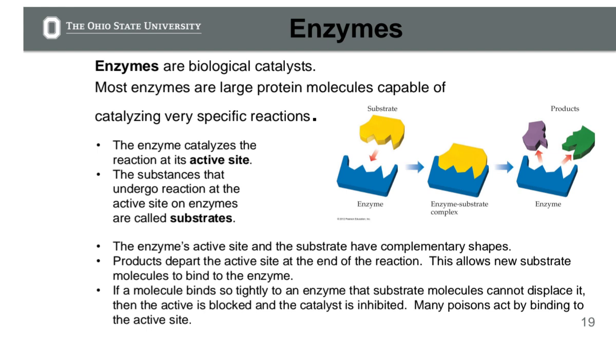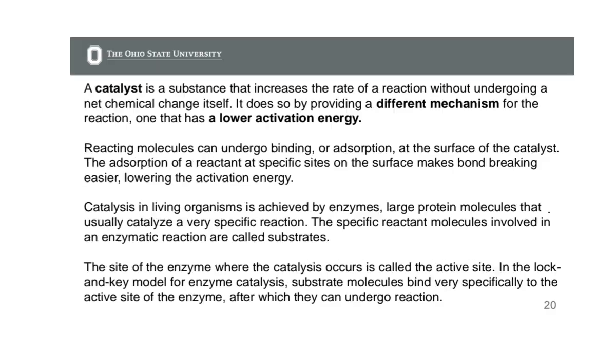Now if we have a substrate that bonds to the enzyme so tightly that the products don't leave, the active site is blocked and the catalyst no longer works. And if you are interested in how some poisons work, essentially what they do is they come in and block the enzyme by binding to that active site and don't allow the reaction to take place.